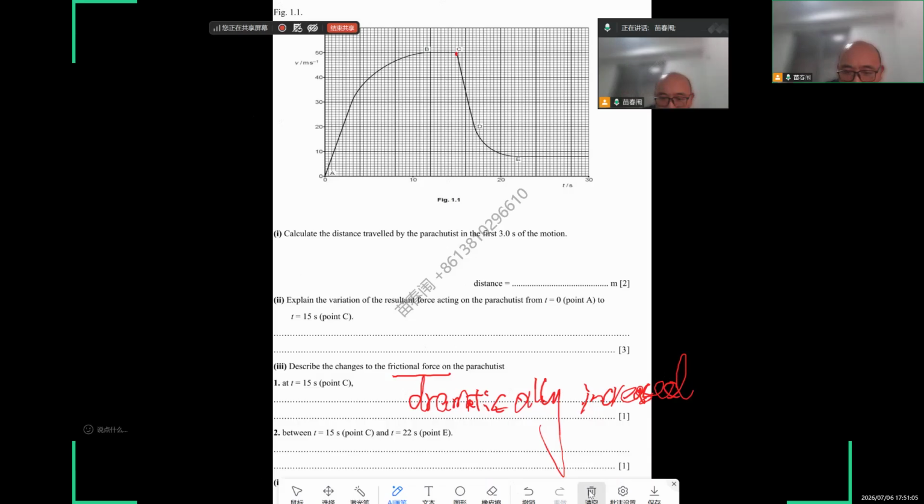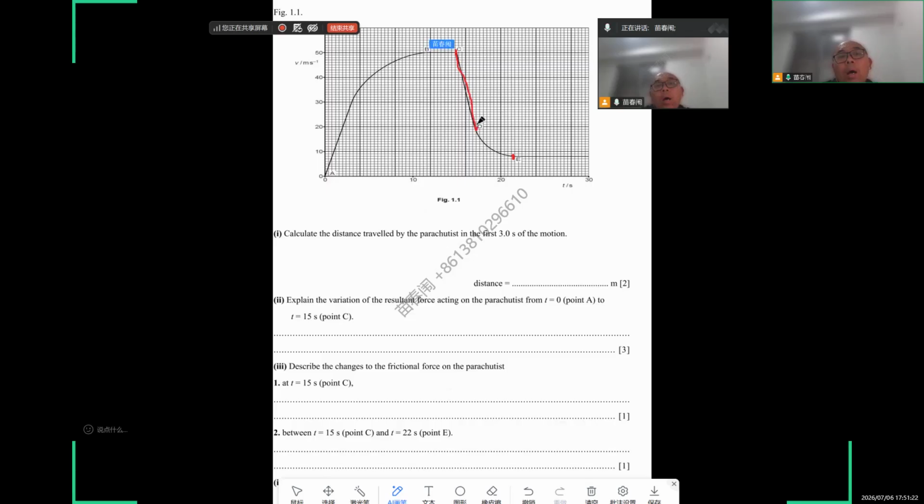And then between 15 and 22, 15 C and 22 E, I guess we ought to divide and conquer. In this period, it's linear, so acceleration is constant, right? So F equals ma, the resultant force is constant, which leads to drag must be constant, right? So that's unbelievably huge because of the parachute. So first it is constant, constant friction.